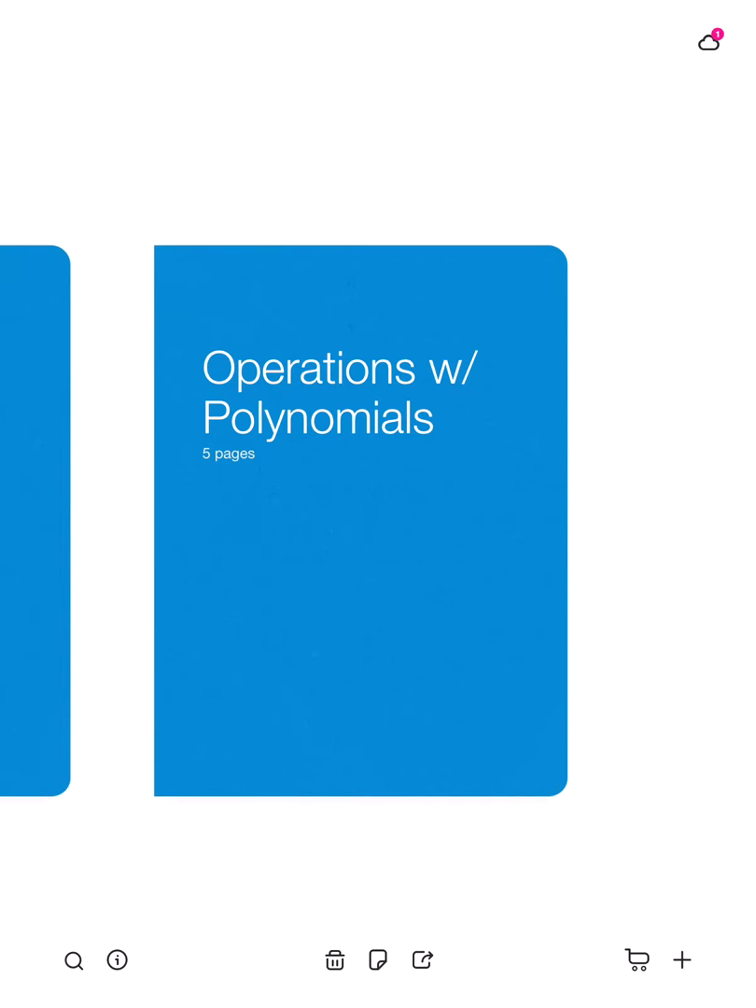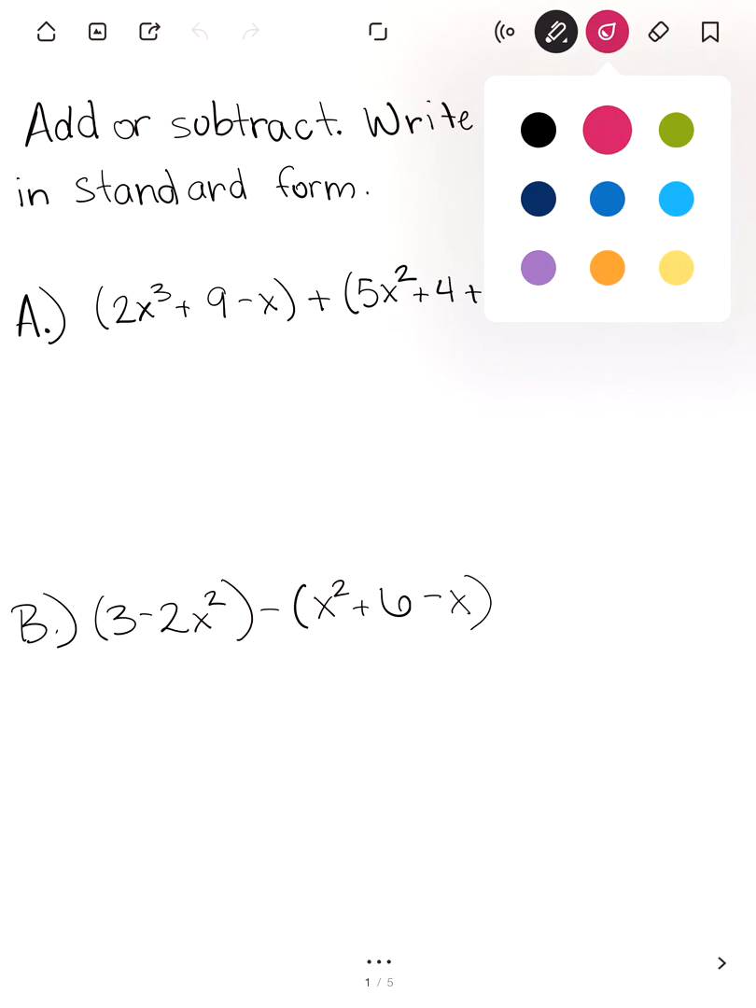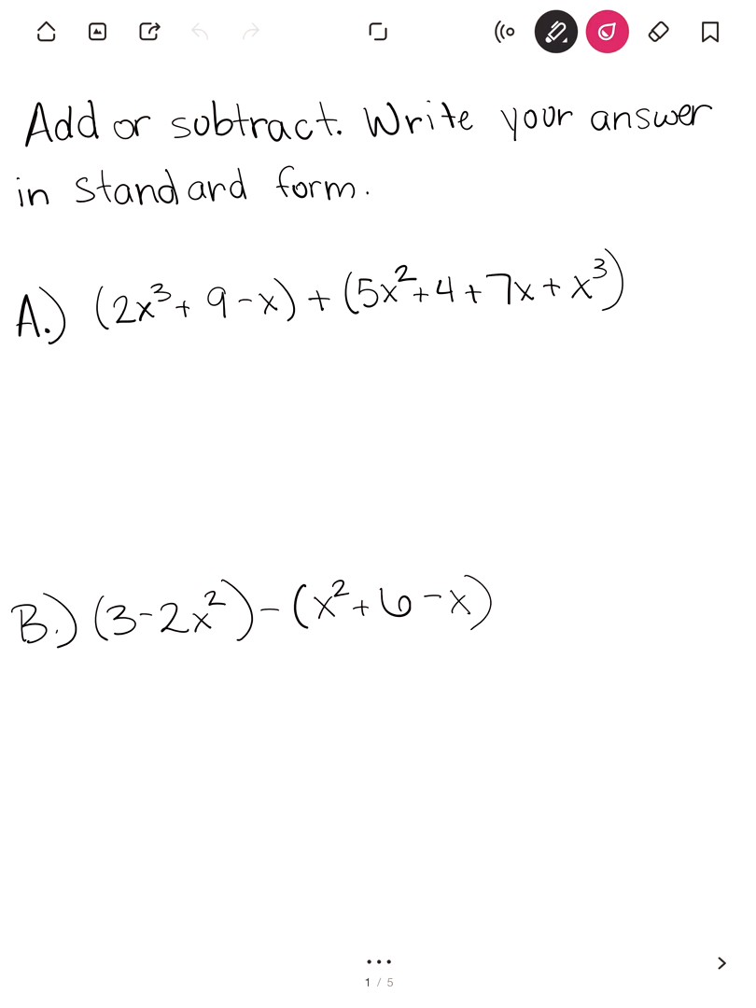Today we're going to do operations with polynomials. So we're going to start with adding or subtracting, and we need to write our answers in standard form. So remember, when we add and subtract, we combine like terms. If I'm looking at example A, I notice that I am adding because of this plus sign in the middle. So you have to look for the sign in the middle.